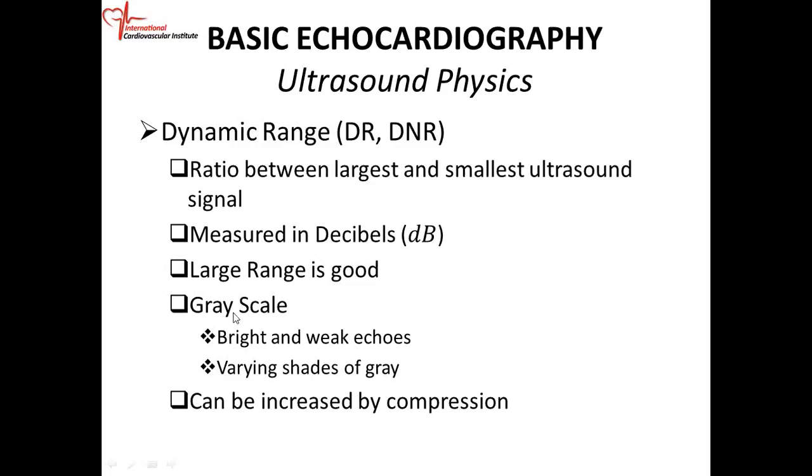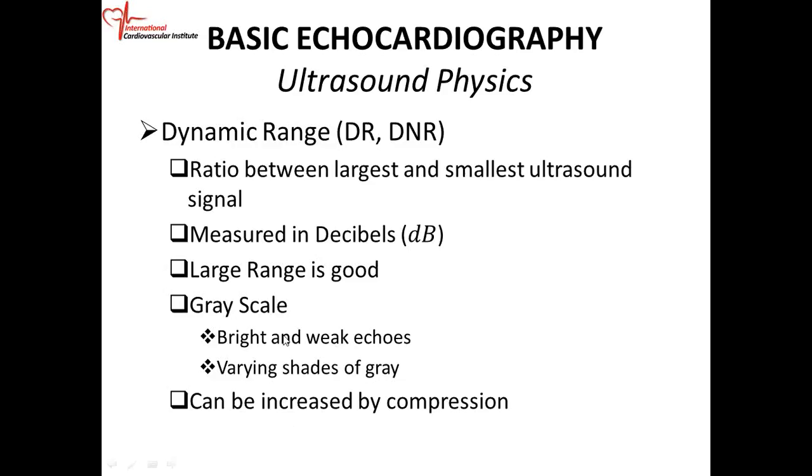So when you look at your two-dimensional ultrasound, you're going to see a series of bright and weak echoes, what we call varying shades of gray. So remember, when it's bright, it is what we call constructive interference. When it's dark, it is destructive interference. Okay, so the varying shades of gray are due to bright and weak echoes. All right.